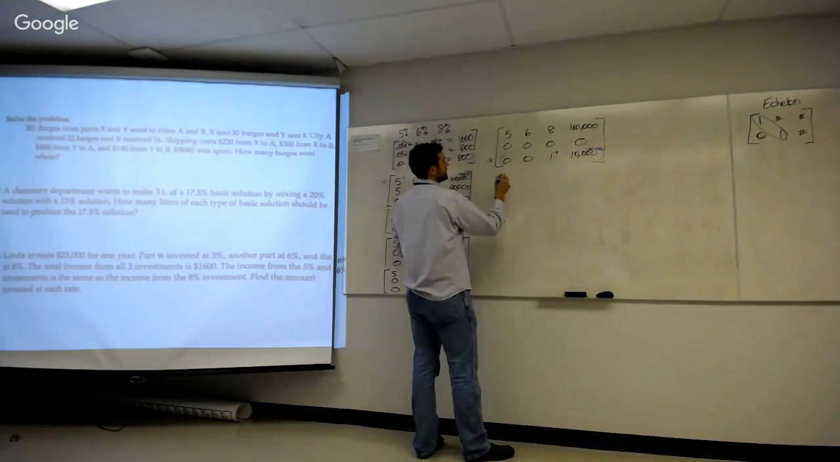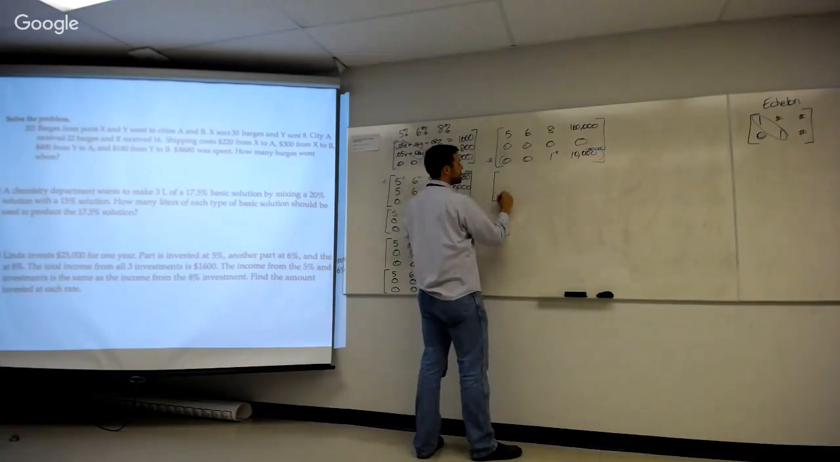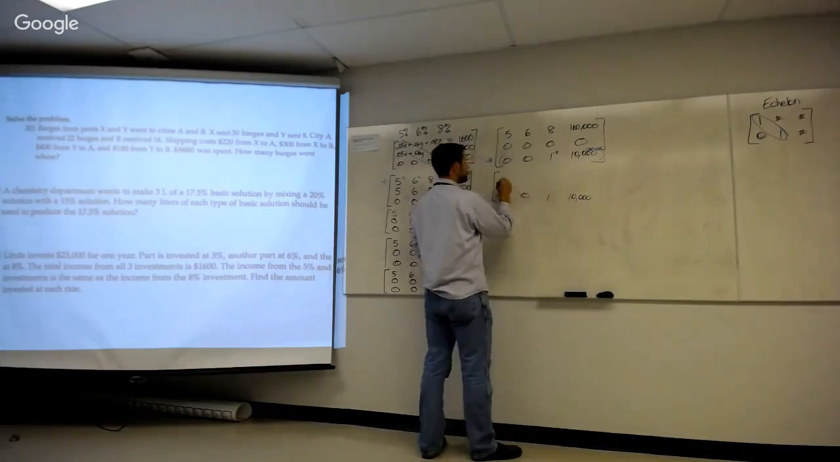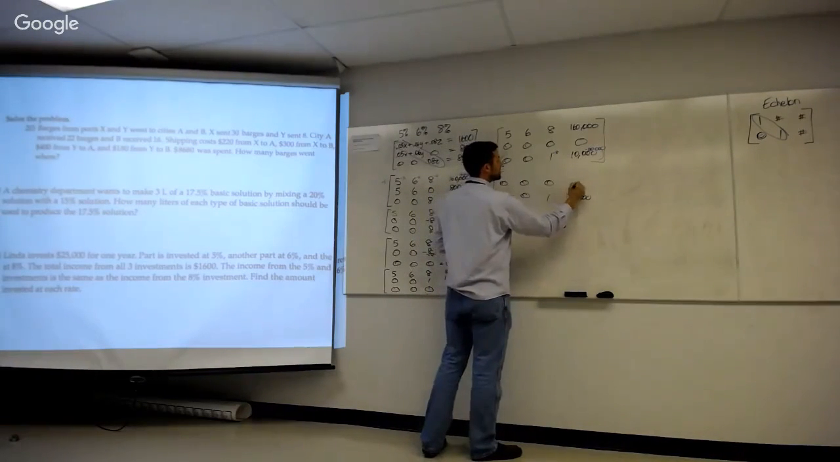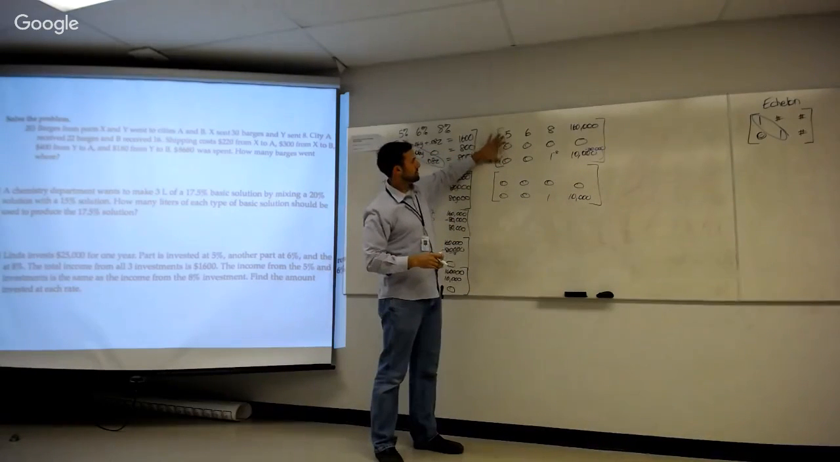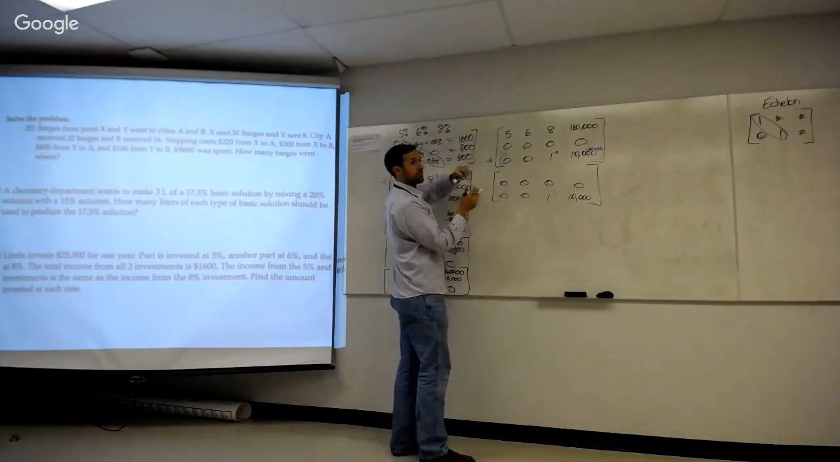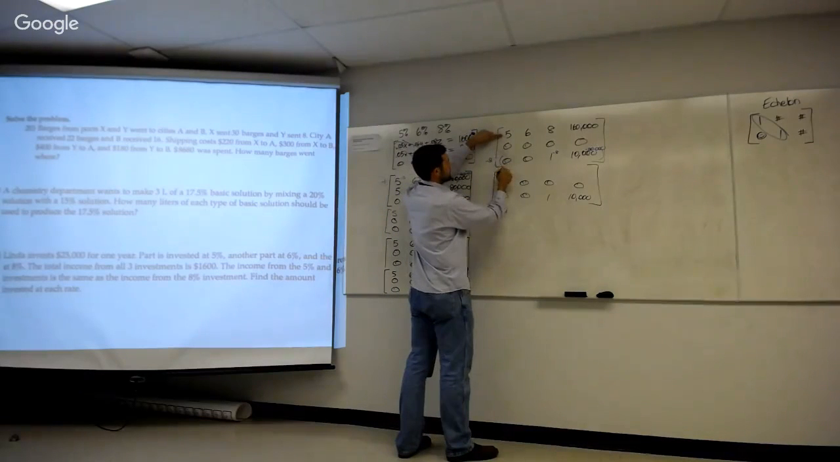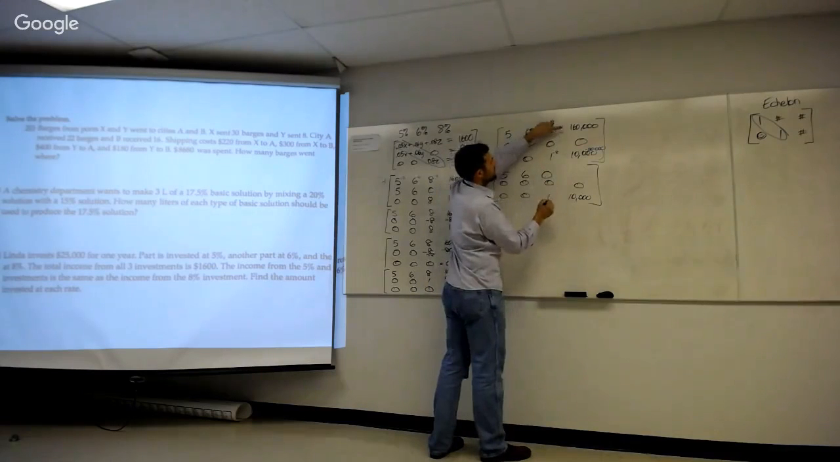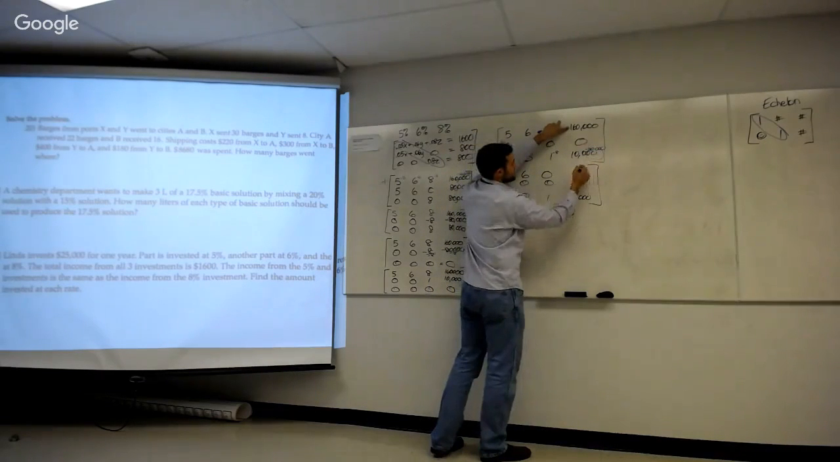And so we are keeping the bottom row, and we're also keeping the middle row, but we're replacing the top row with the sum of R1 and R3. So what do we get? 5 plus 0 is 5, 6 plus 0 is 6, but 8 plus -8 is 0, and 160,000 minus 80,000 is 80,000.